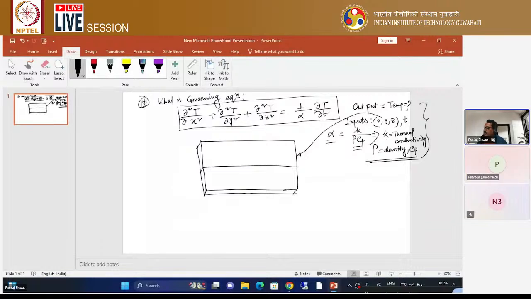The input of this material, if it is steel, you need to specify all of this: thermal conductivity, rho, Cp. In your analysis, if you do not put in rho, you will still get some result. But what happens is that the result will not be very appropriate. Understand what I am telling?